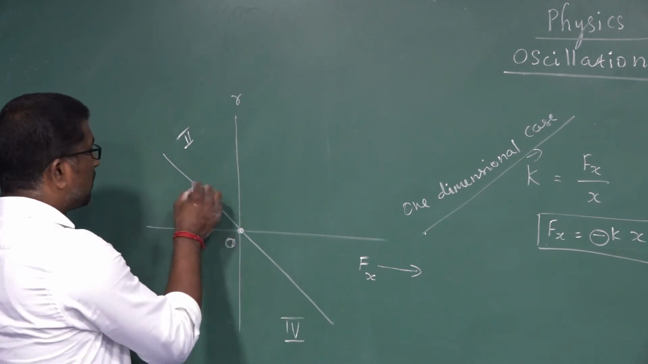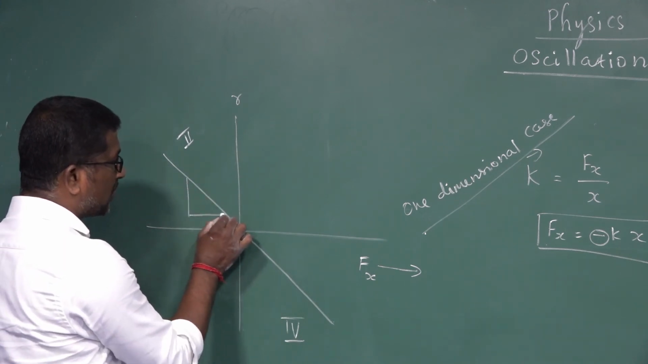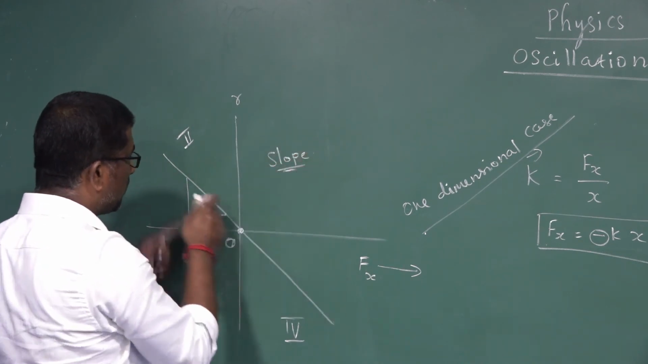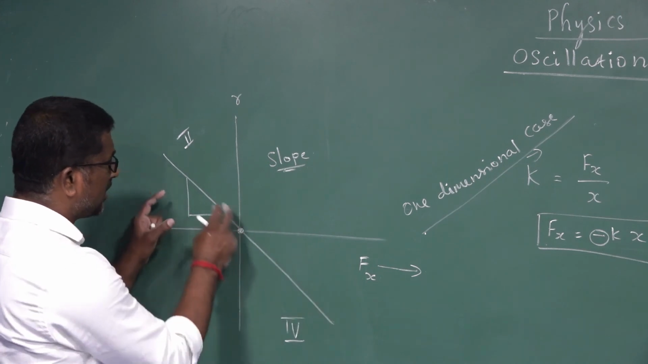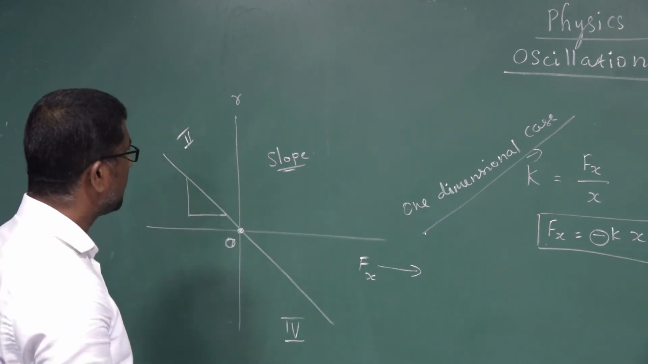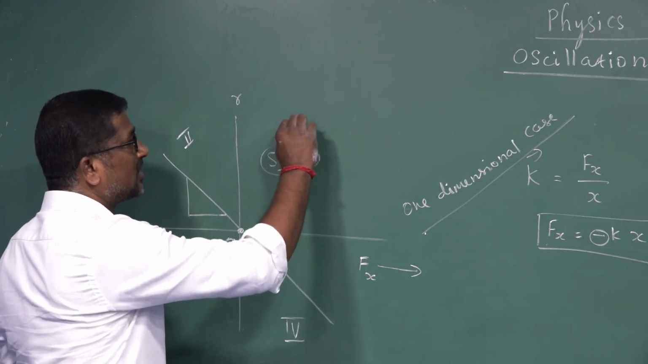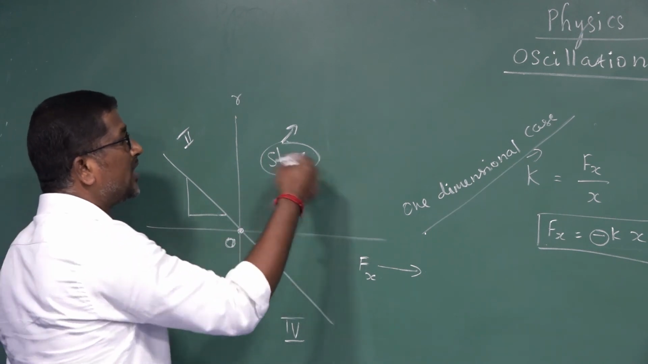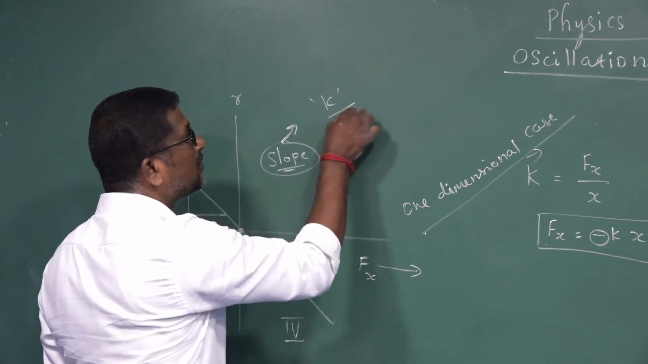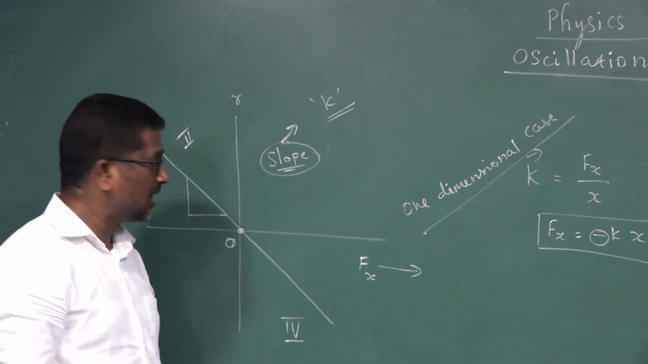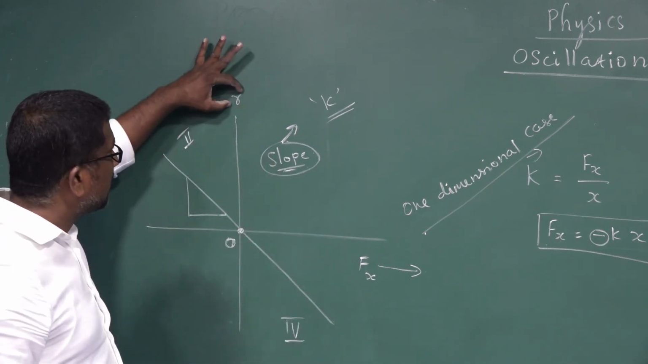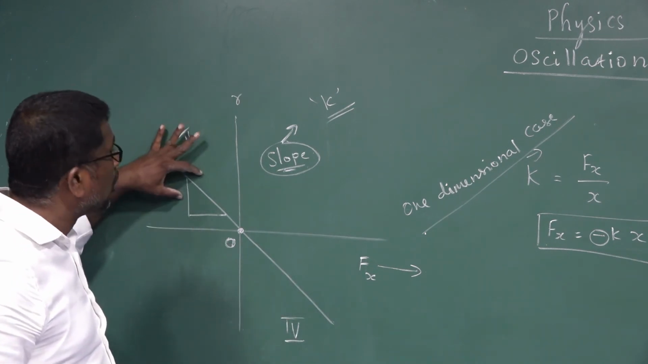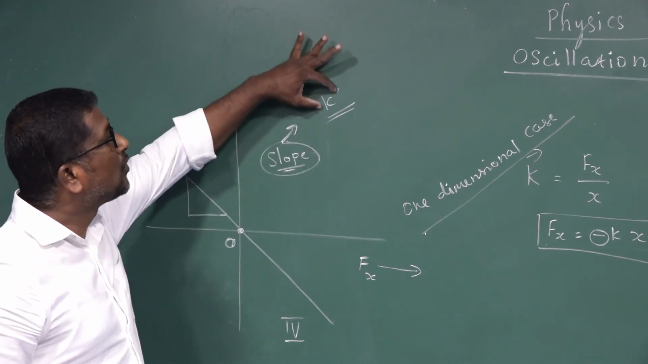Suppose we take the slope for this straight line, by drawing between any 2 points on this straight line, we can measure the slope of the straight line. From the slope of the straight line, we can calculate the value of the spring constant or force constant. So in the force displacement graph, the nature of the graph is a straight line. By taking the slope, we can calculate the value of the spring constant or force constant.